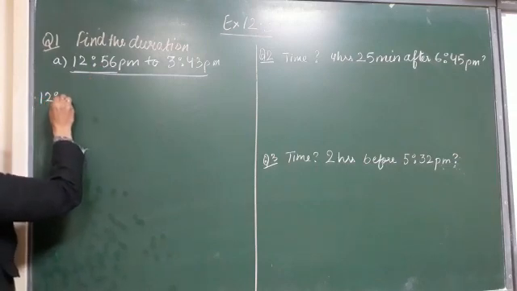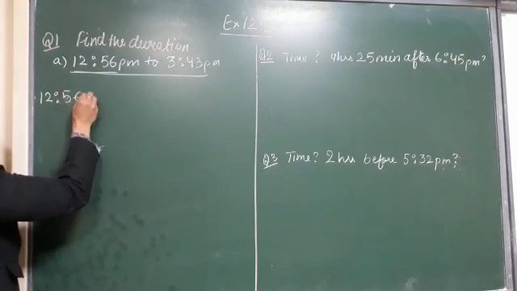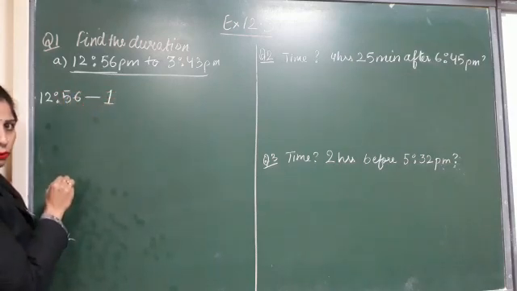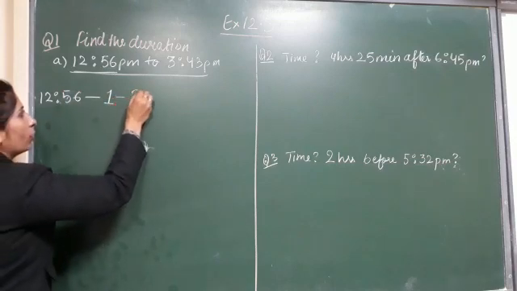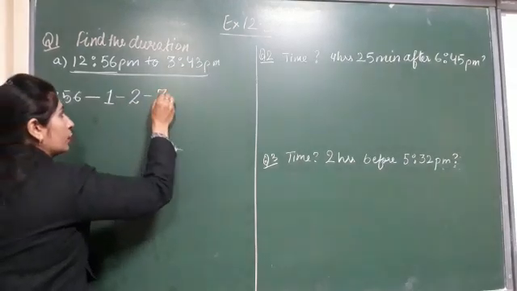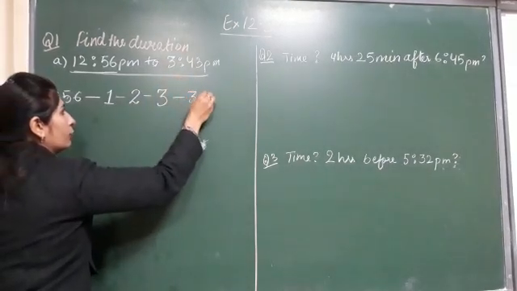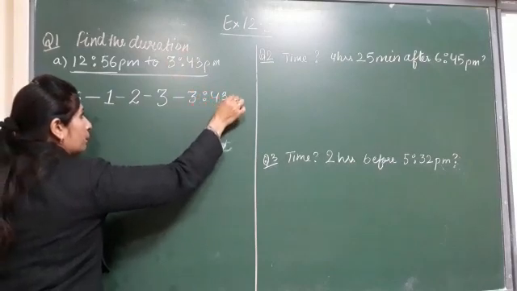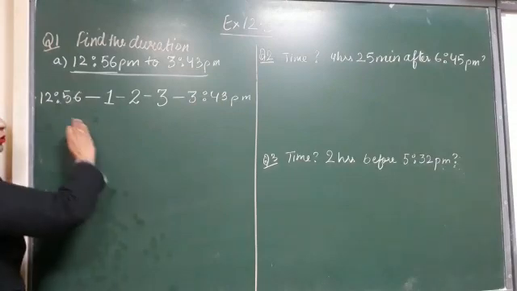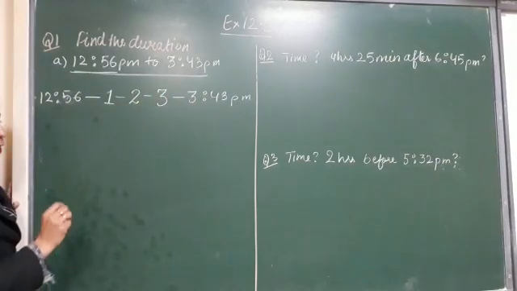12:56 will be the starting time, and after 12:56 which o'clock is there? That is 1 o'clock. After 1 o'clock there is 2 o'clock. After 2 o'clock 3 o'clock, and after 3 that is 3:43 p.m.